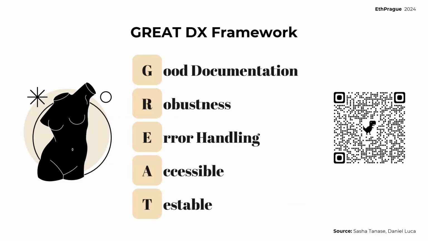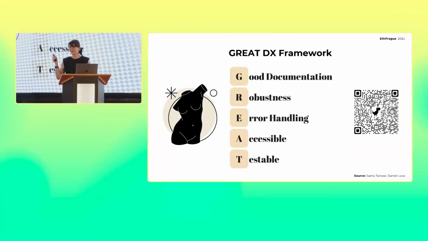So, if you want to implement great DX inside of your company, I advise you to delve deeper into this guideline that Daniel, Luca, and myself put together last year. The Great DX framework stands for good documentation, robustness, error handling, accessibility, and testability. You have a QR code that you can scan, and then you will have access to the framework.